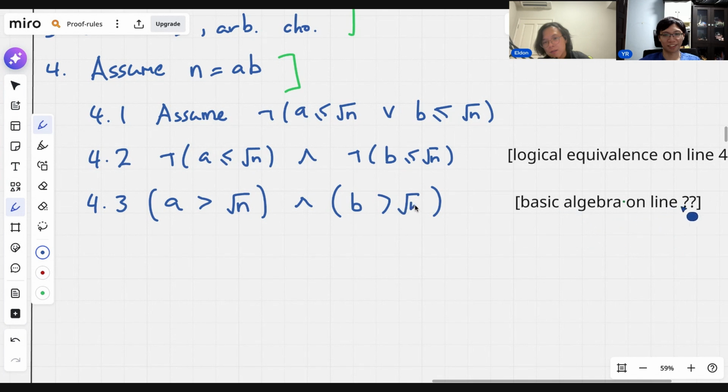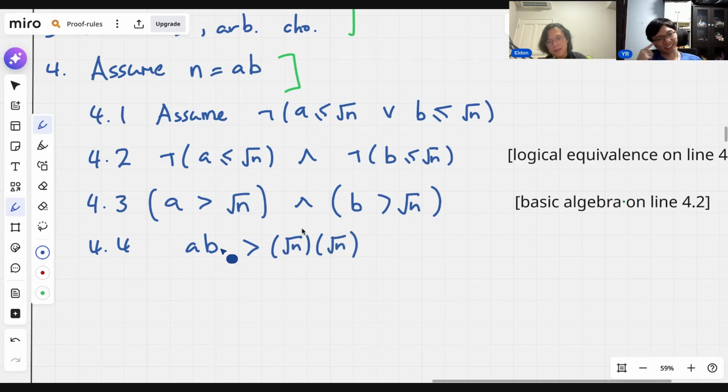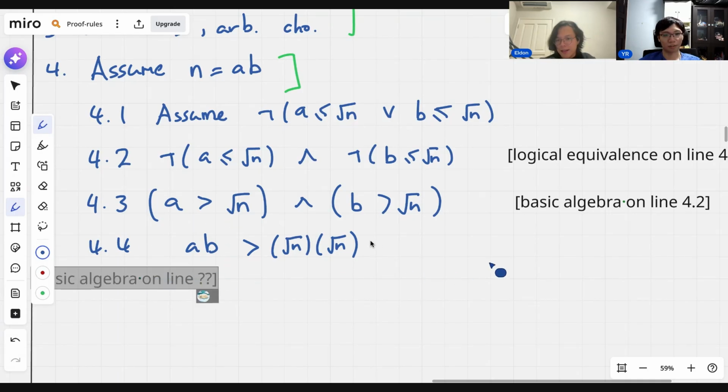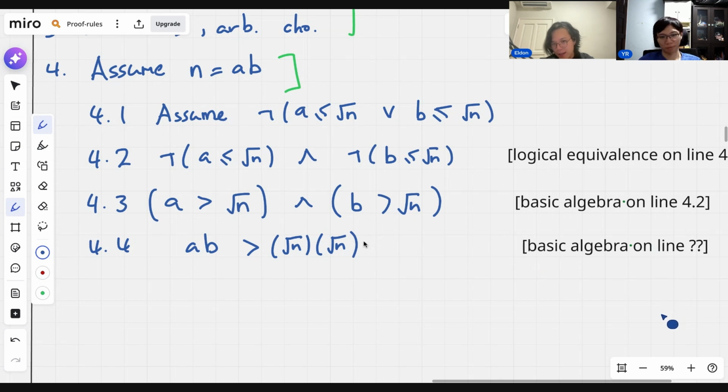Okay, so let's think about what happens here. So a is larger than square root n, and b is larger than square root n. So what can we say about a times b? It's bigger than square root n times square root n. So a times b is bigger than square root n times square root n, which, by the way, equals n.